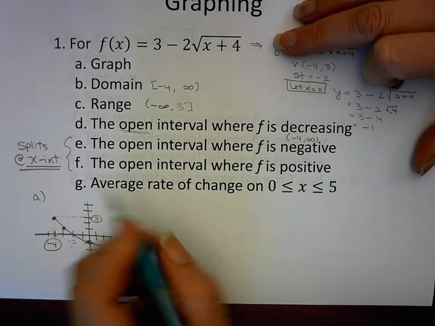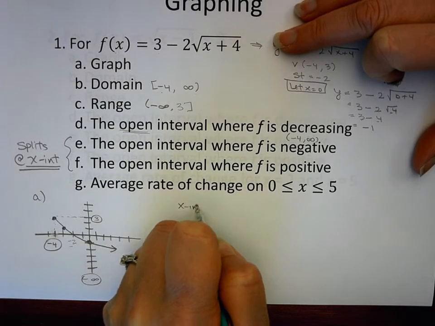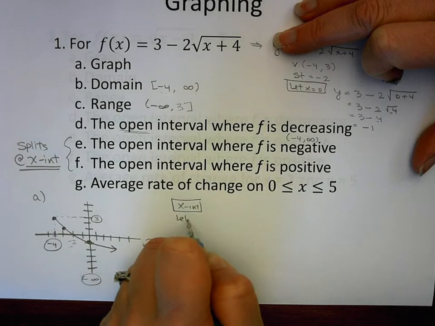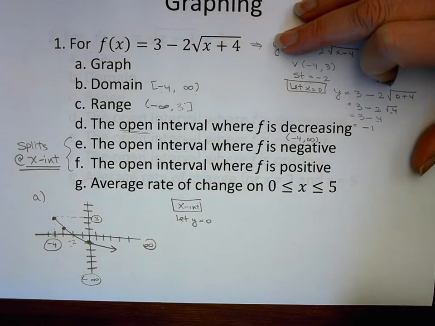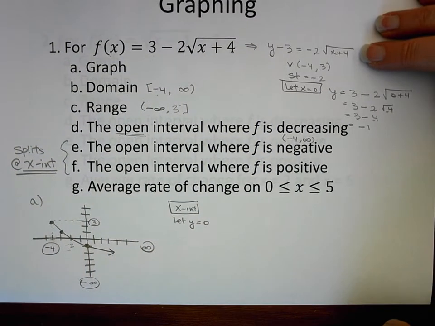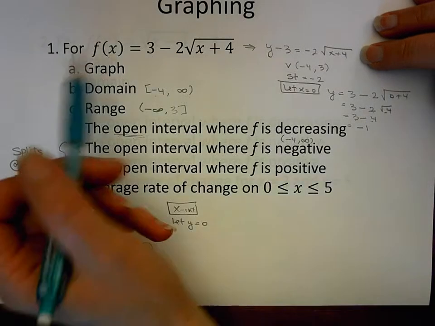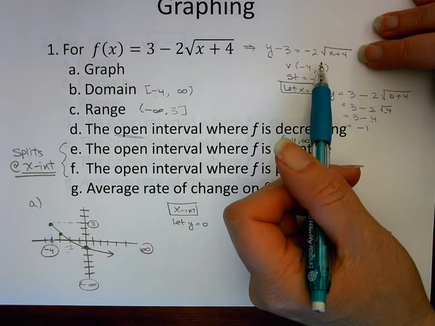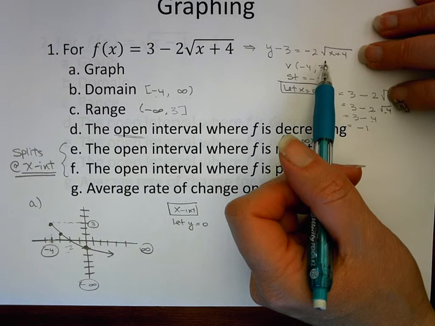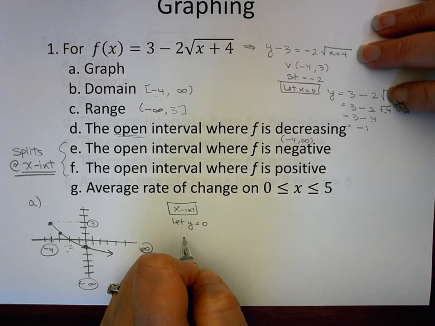So I'm going to find my x-intercept. And in order to do that, I have to let y equal 0 and then solve. So I'm going to go from my vertex form right here, and I'm going to replace y with 0. Now I could do it from here, but it's usually a little easier, a little shorter right here. So I'm going to replace y with 0.